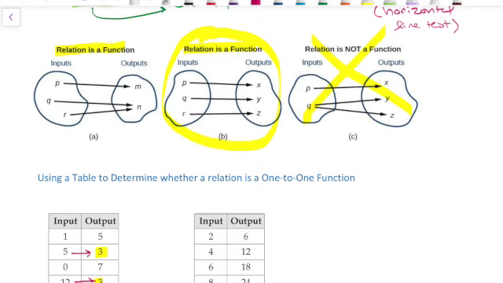All right, so take a look at the second one and see if you think that one is one-to-one. All right, so if you look here, nothing is repeated. 2, 4, 6, 8, 10. And if you look here, 6, 12, 18, 24, 30, nothing is repeated. So this is a one-to-one function. Kind of looks like a line to me.